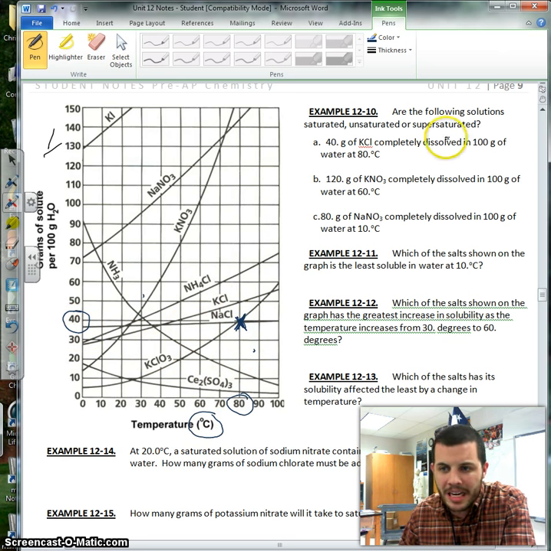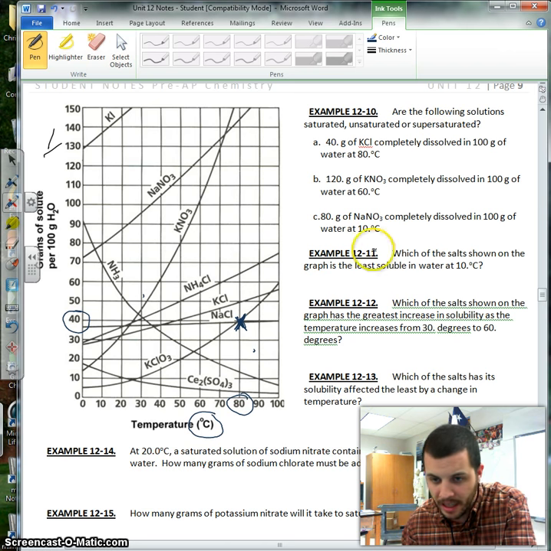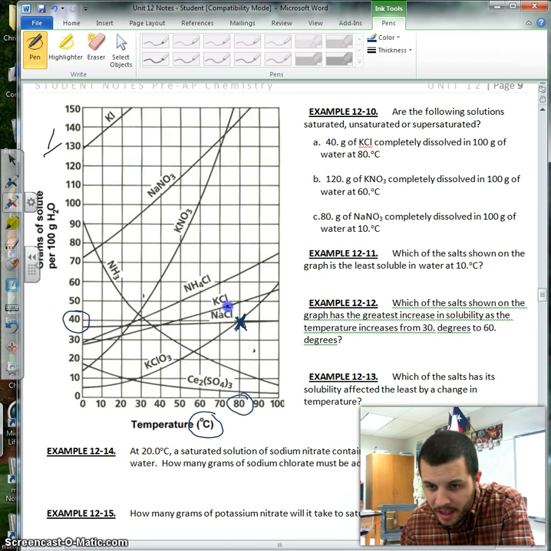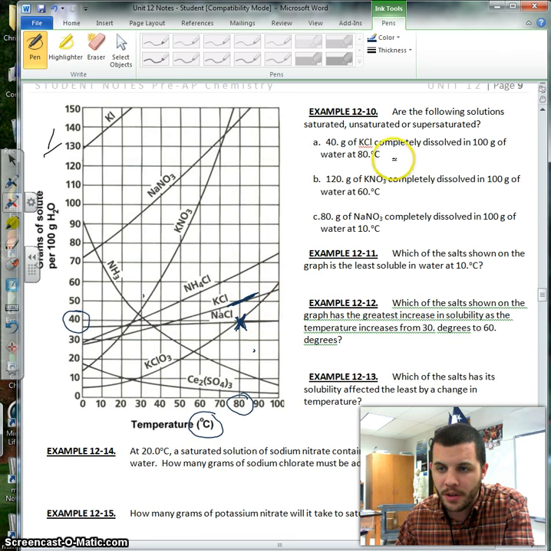All right, my question asks, is this saturated, unsaturated, or supersaturated? Since my line is right here, I could technically add about 10 more grams of solute before I get to the saturation point. So therefore, I know that this is unsaturated.